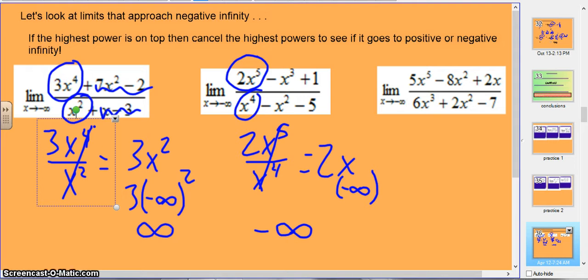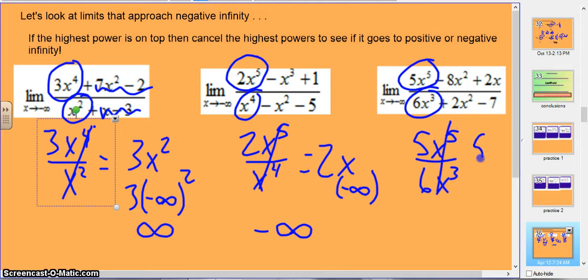And then let's look at the last one, highest power on top, highest power on the bottom, 5x to the 5th, 6x to the 3rd. So if I were to cancel the x's, 5 over 6, x squared. Again, even number is going to make that positive infinity. So basically, if it's an even power after you cancel, it's going to be positive infinity. But if it's an odd power after you cancel, it's going to be a negative infinity.